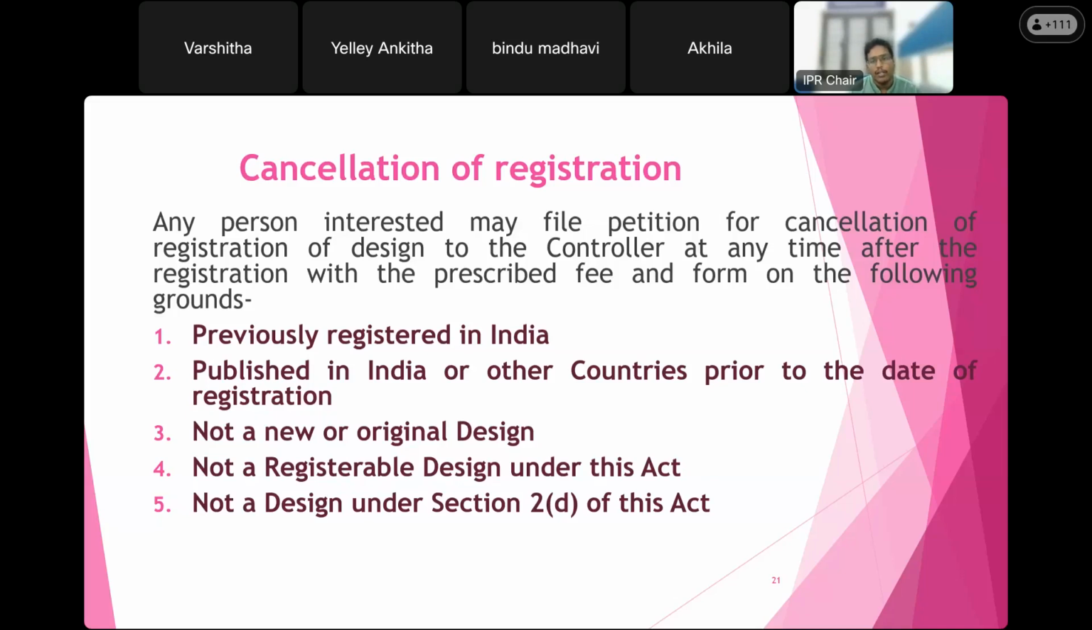Also, if it was published in India or another country prior to the date of registration, meaning it already existed, is already published, or is already available in the public domain, then that is a ground for cancellation. Another ground is if it is not a new or original design as per Section 2(d). These are the minimum criteria for a design to be registered. If it is not new or original, not a registrable design under the Designs Act 2000, or not a design under Section 2(d) of this Act, these are the grounds for cancellation of registration.